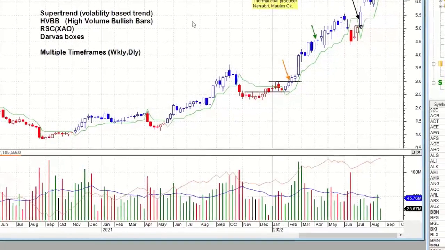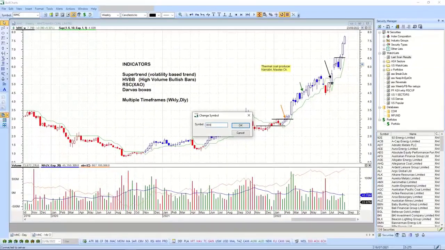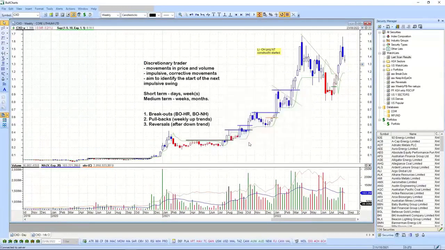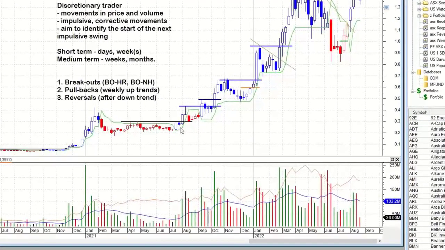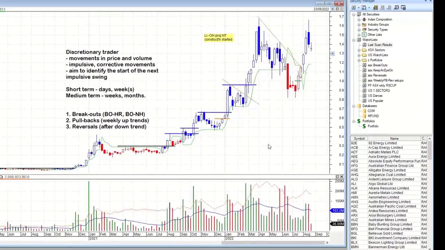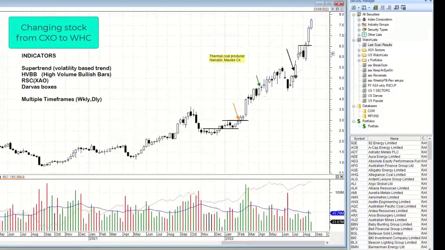Okay, if I go to another chart, like I'm already on that one. Let's go back to our CXO chart. Again, you can see here, these are weekly charts by the way. I'm showing you the weekly charts. So you can see here that when price broke out, we got our first blue bar. There was quite a large retracement here, or a pullback, and then we're blue all the way up to quite high levels. So the Supertrend does a very good job of highlighting the trend.